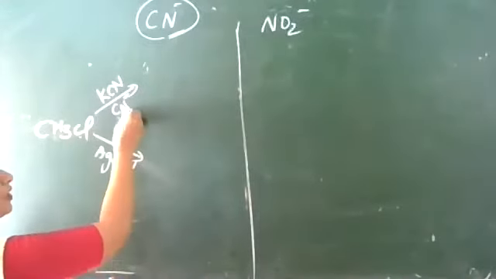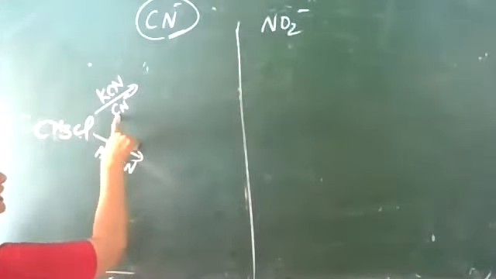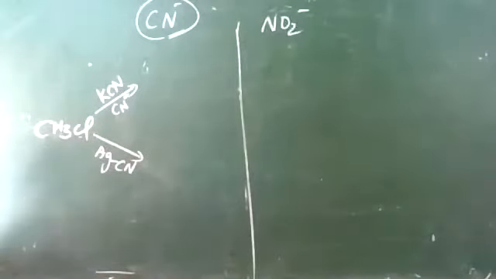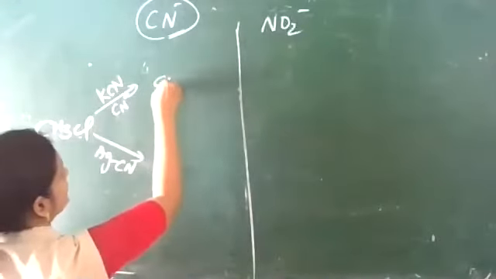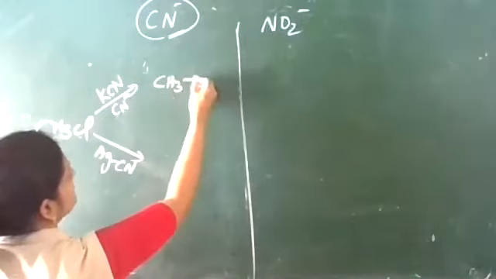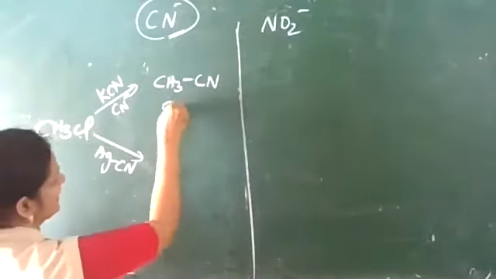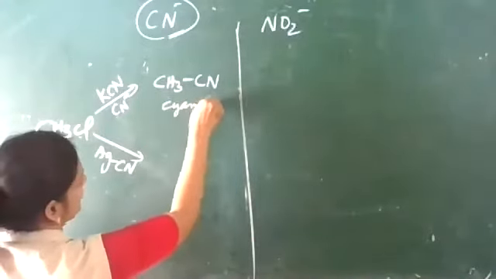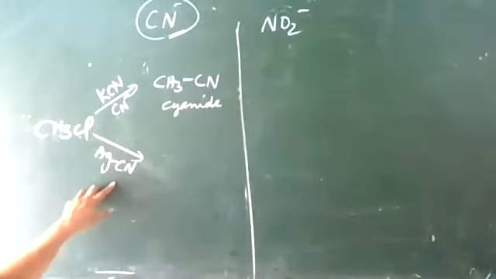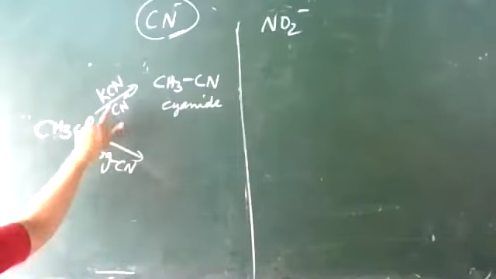C can attack or N can attack, but if C attacks this carbon, a C-C bond will be formed. A C-C bond is stronger than a C-N bond. So this is the product obtained, that is methyl cyanide. Cyanide.